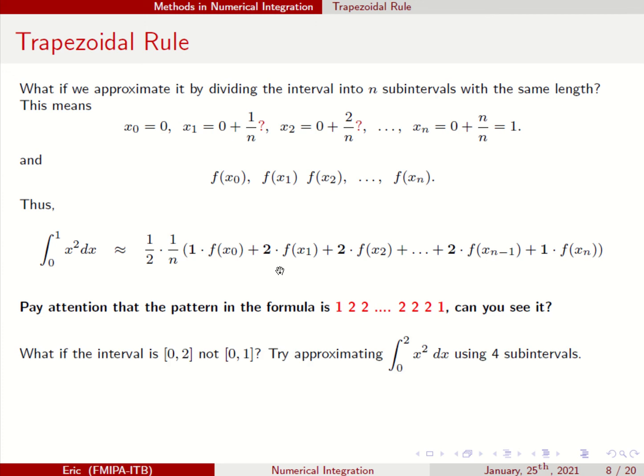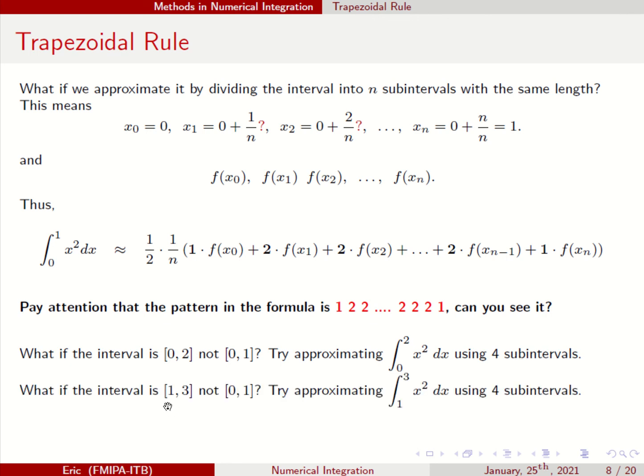And now, what if the interval is 0 until 2? Because we want to approximate this using 4 subintervals. Can you do this by yourself? Okay, what about this one? If I want from 1 to 3, and I want to divide it into 4 subintervals, what is the length of the subinterval?